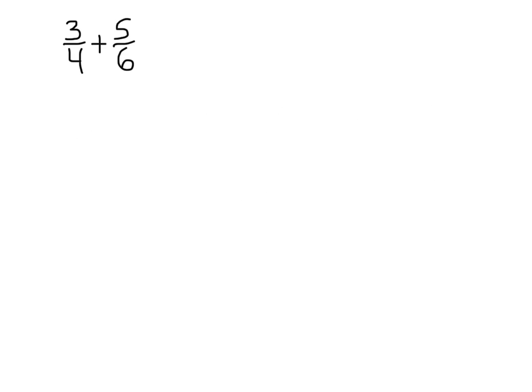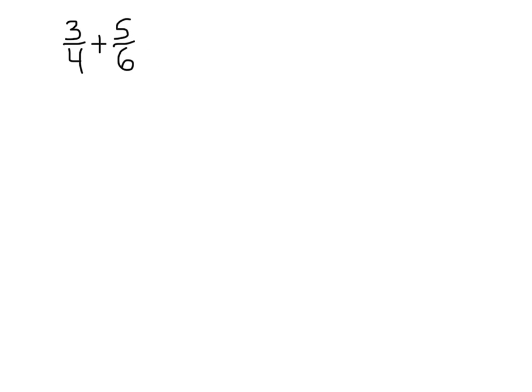Here's a second problem. I have 3/4 plus 5/6. In this case, there's nothing I can multiply 4 by, no whole number, to give me 6. So I need to find a different common denominator. Now I could just go ahead and multiply the 4 times 6 and 3 times 6, and I'd get 24ths. Then I do the 6 times 4 and a 5 times 4 and get 24ths.